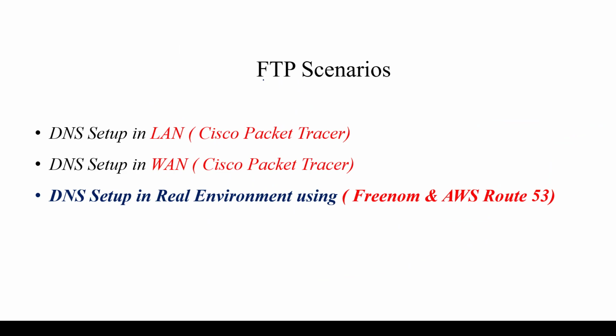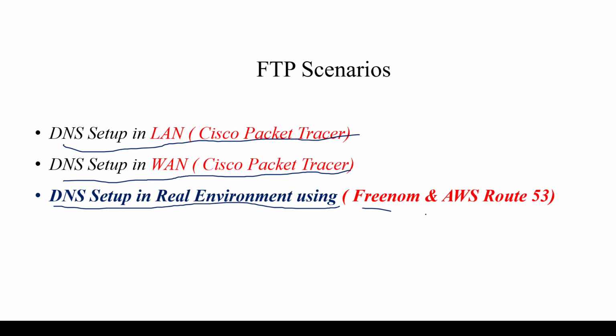I have three scenarios, and you will learn the DNS setup in a local area network using Packet Tracer, DNS setup in a wide area network, or two different networks, with the help of Packet Tracer, and a live scenario, that is DNS setup in a real environment using Freenom. This is a DNS service provider, same as GoDaddy and Cloudflare, and AWS Route 53, which is the DNS service of the AWS Cloud Platform. On AWS Cloud I have also created one server where I have deployed my web application. So let's see one by one.